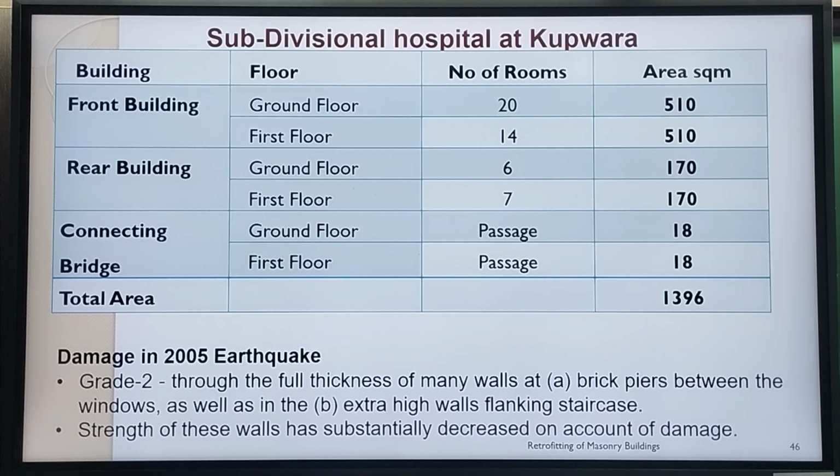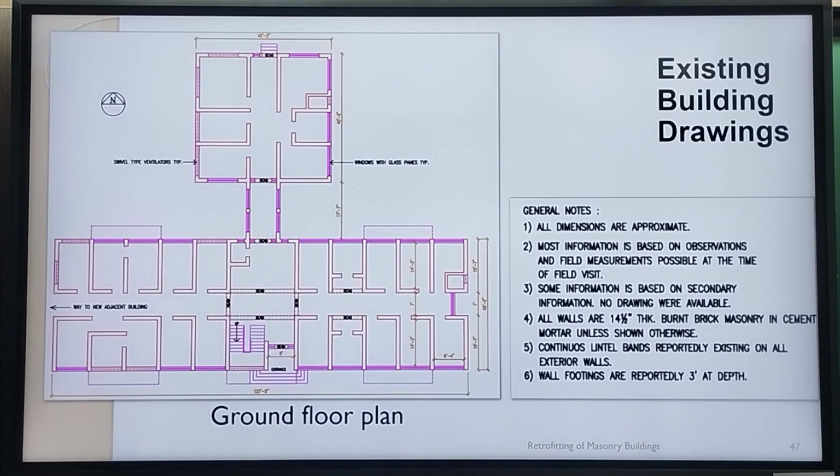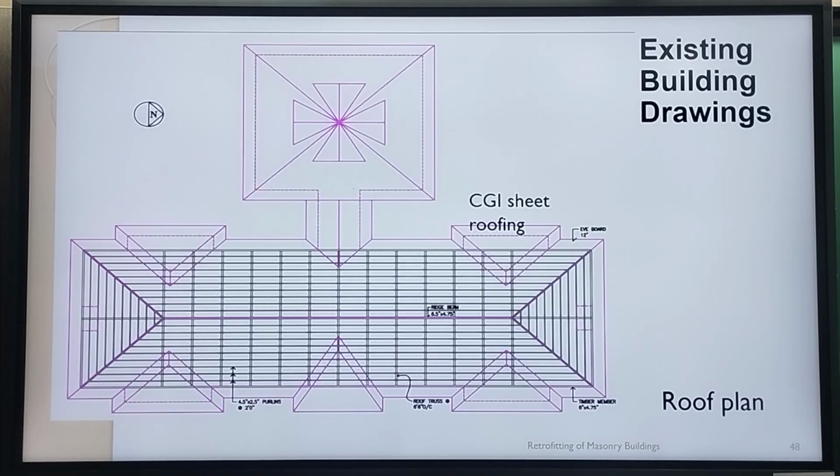The damage was essentially grade 2 damage. There were basically G2 and G3 cracks, but not too many. This is the plan, the rear wing and the front wing, with the small bridge of timber in between. The roof plan just gives you an idea, a 4-sided roof.